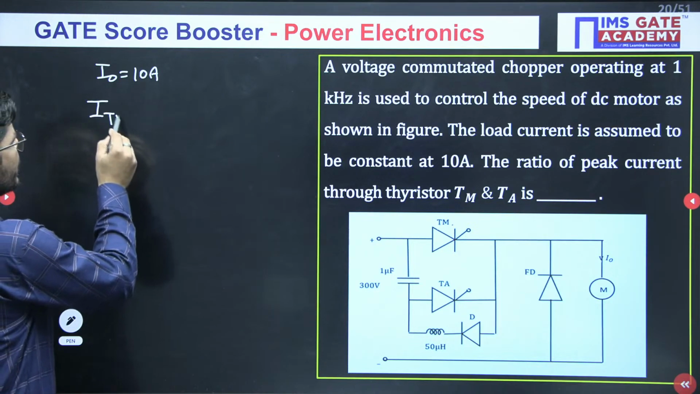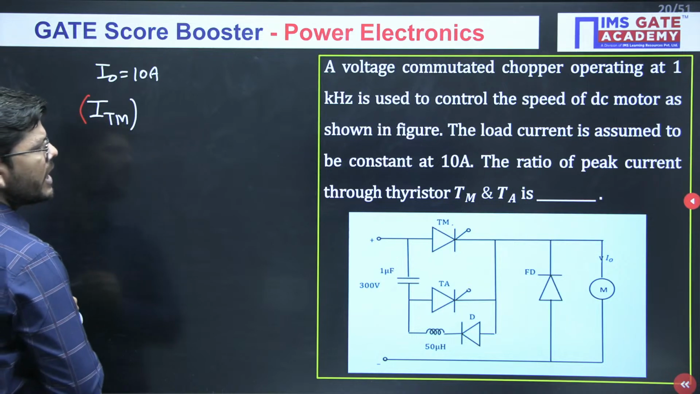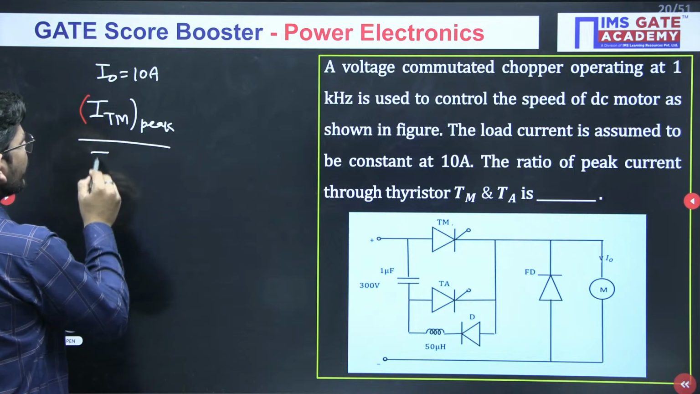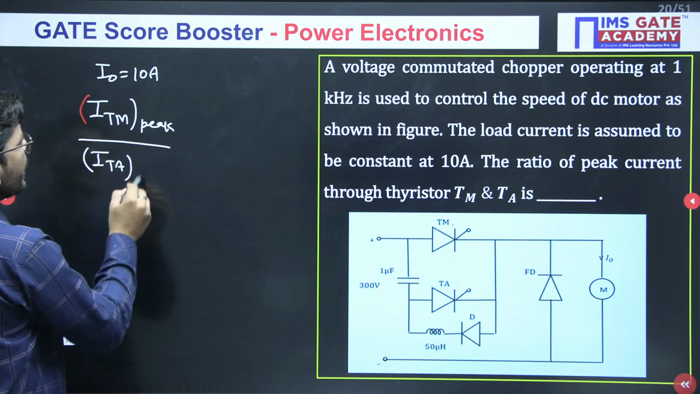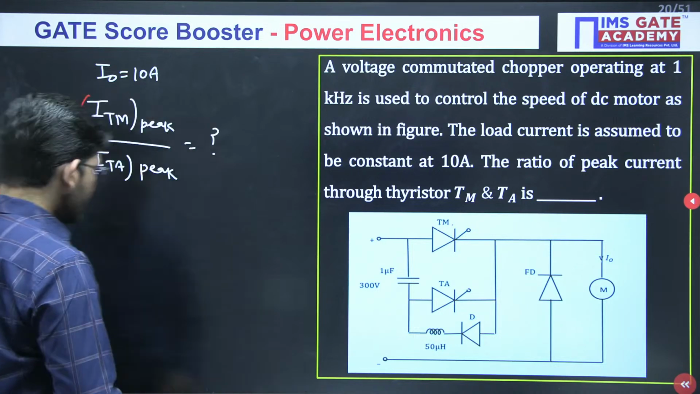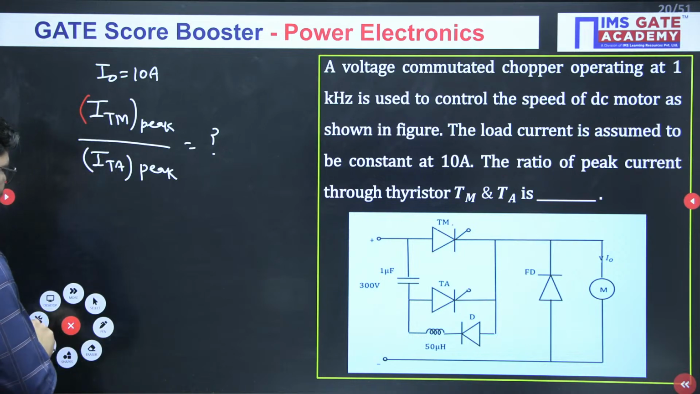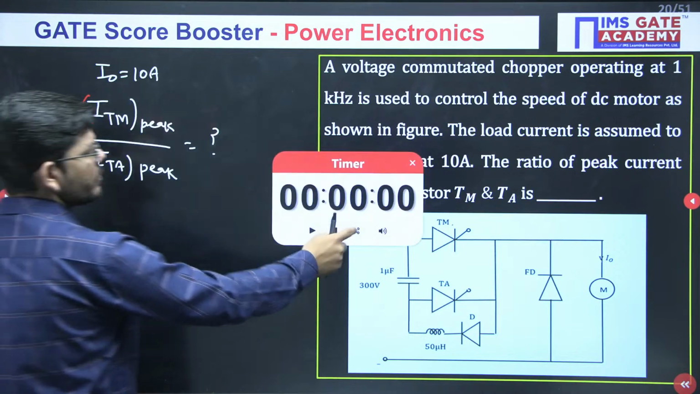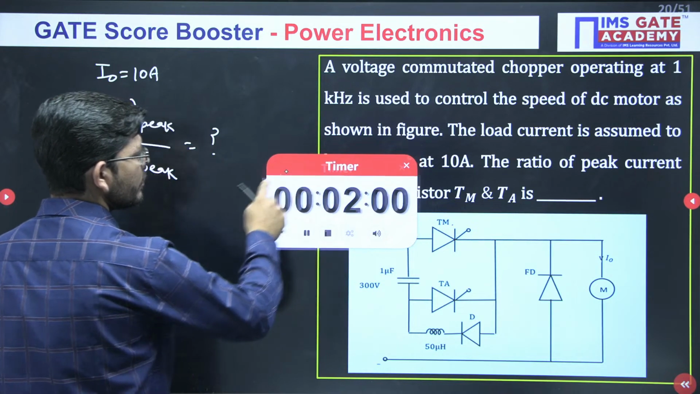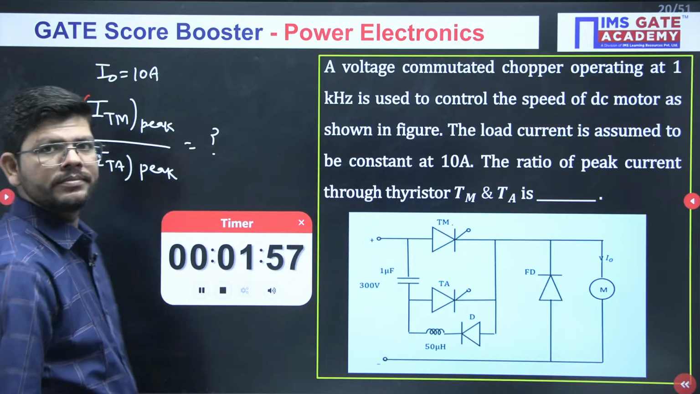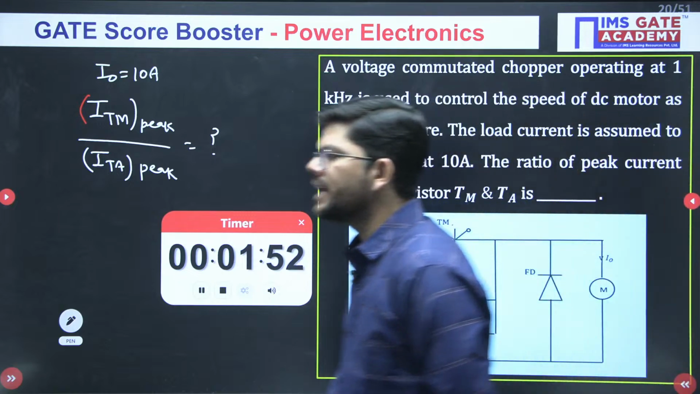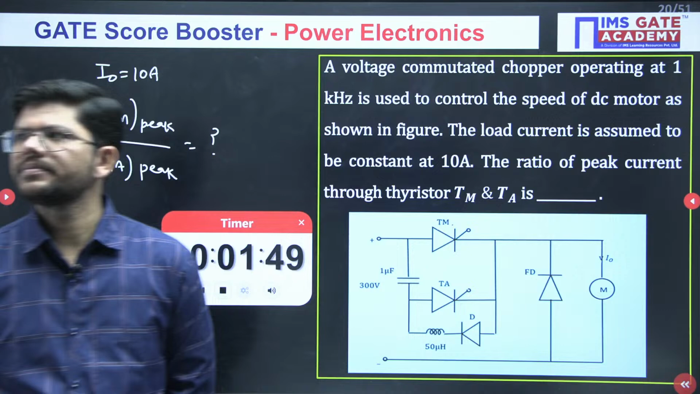We have to calculate what will be the ratio of thyristor current across Tm and Ta. Okay, peak current across Tm and Ta, what will be their ratio? This is what you have to calculate. I hope you can solve this question. So let me give you time. You have to calculate the ratio of peak currents across the main thyristor and the auxiliary thyristor.